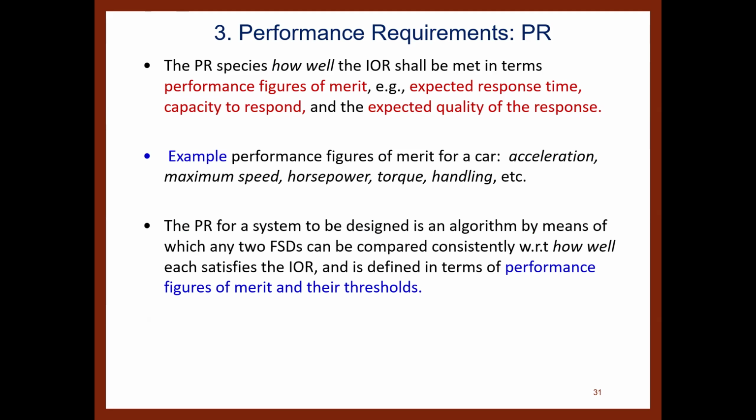So if you look at the car, that could be things like how long does it take you to go from 0 to 60? That will be acceleration. The maximum speed, maximum horsepower, or minimum horsepower, torque, handling, those can be easily specified in terms of performance. A performance requirement for a system to be designed is an algorithm by means of which any two functional system designs can be compared consistently with respect to how well they satisfy the input-output requirements, and is defined in terms of performance figures of merit and their thresholds.